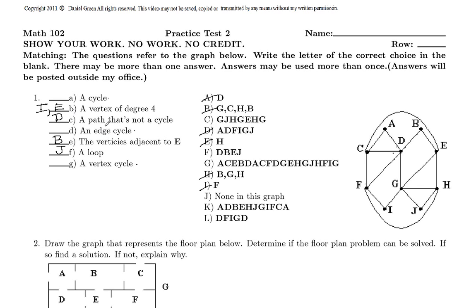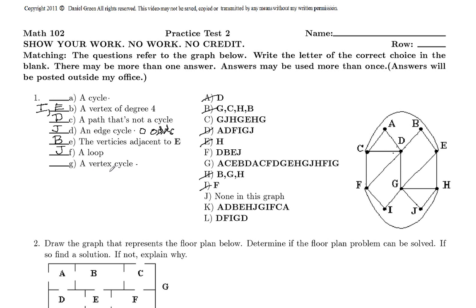An edge cycle. Remember that to get an edge cycle, you have to have zero odd vertices. So you have to have no odd vertices. So we would look at this graph and say, well, do we have any odd vertices in there? Because for an edge cycle, we need zero odds here. G is degree 1, 2, 3, 4, 5. There's an odd vertex. So there can't be an edge cycle in here. So that's going to be a choice J, none in this graph. So that's another J.